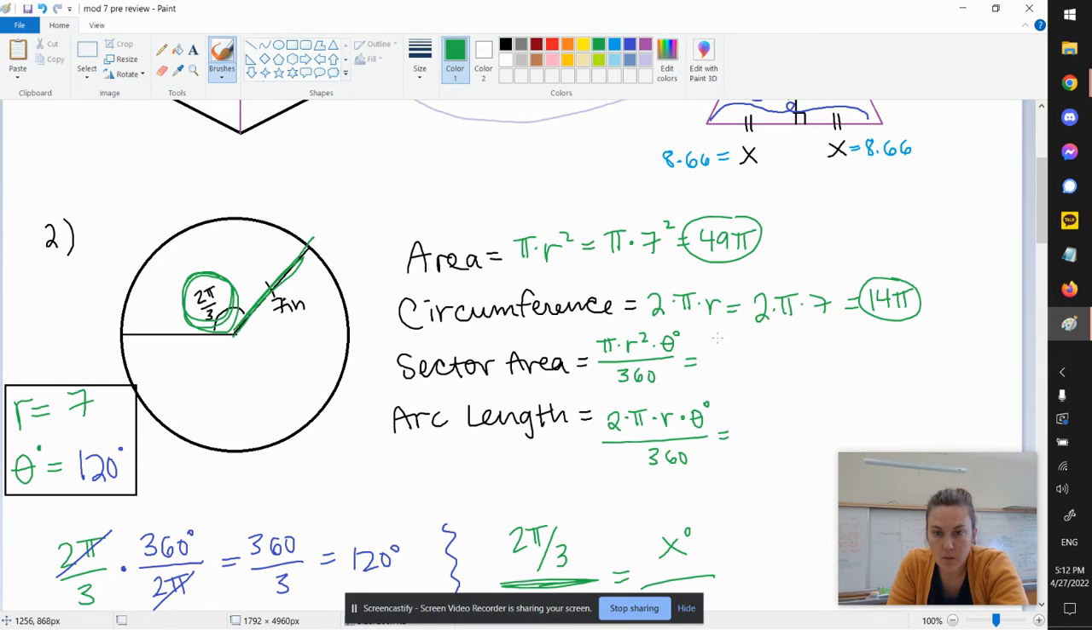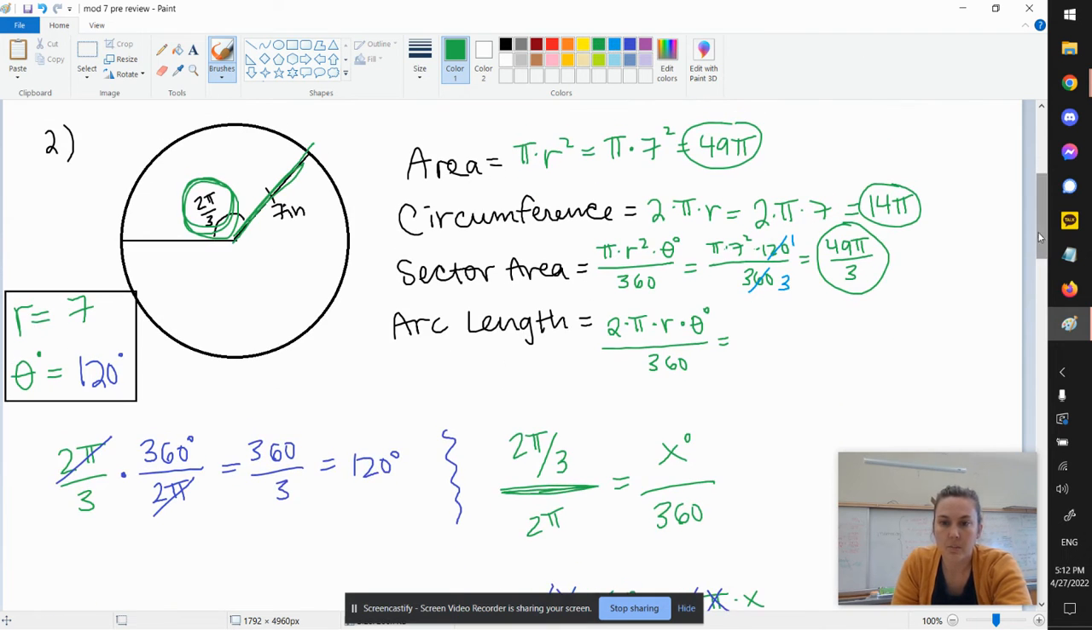Sector area becomes pi times 7 squared times 120 over 360, which becomes 49 pi. I'm going to simplify this. Both of these can divide by 120. This becomes 1, this becomes 3. So this is 49 pi over 3. And same thing here. We can do 2 times pi times 7 times 120 over 360. 2 times pi times 7 is 14 pi. This again simplifies to 1/3. So we can put it over 3.